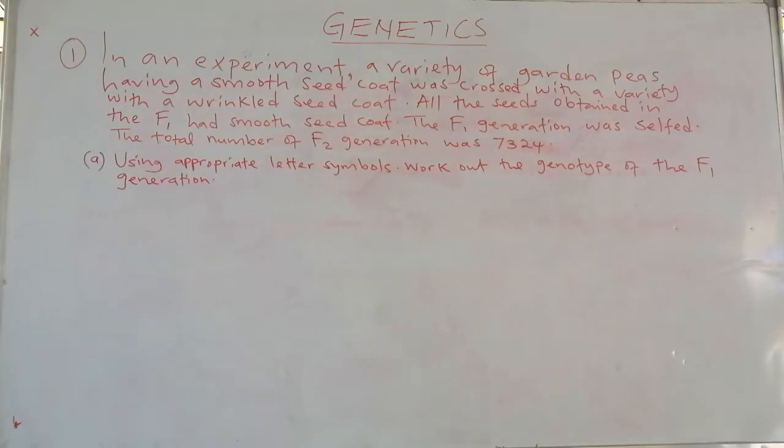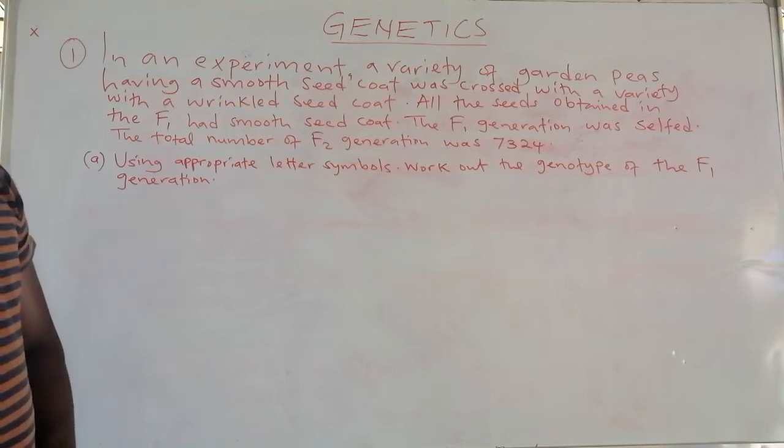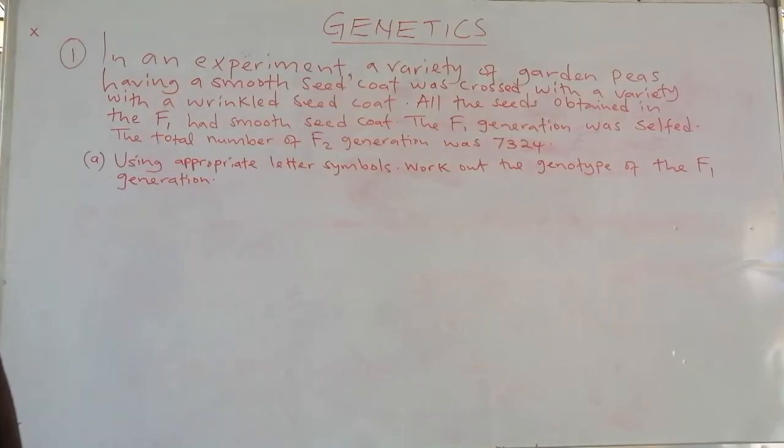Now, with me here, I have a question that reads: in an experiment, a variety of garden peas having a smooth seed coat was crossed with a variety with a wrinkled seed coat. All the seeds obtained in the F1 had smooth seed coat. The F1 generation was selfed, and the total number of F2 generation was 7,324. Now, to our first question, part A: using appropriate letter symbols, work out the genotype of the F1 generation.